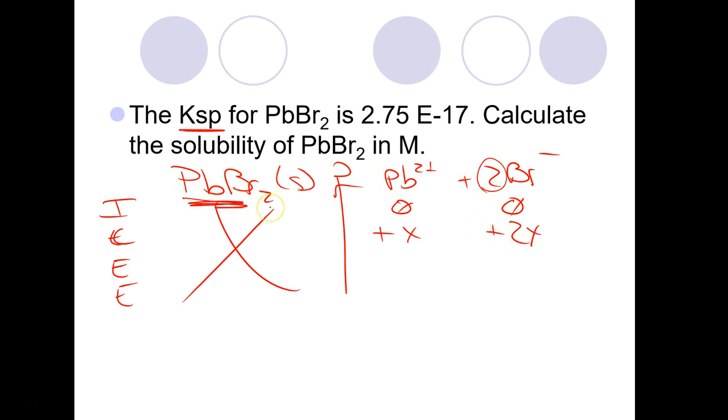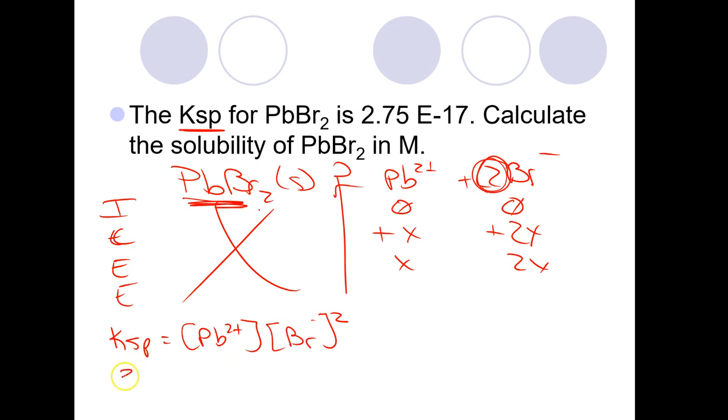Every time one of these PbBr2s breaks apart, I get 2 ions of bromide. So you have to watch for that. That's a tricky thing. It's really hard to remember that. X and 2X. So my Ksp expression, this is based on how it is calculated, is Pb2+ and Br- squared. Again, because it has a coefficient of 2, that is how this is calculated by definition. I'll put in my numbers. I got 2.75e-17 equals X for the Pb, and then the quantity 2X squared.